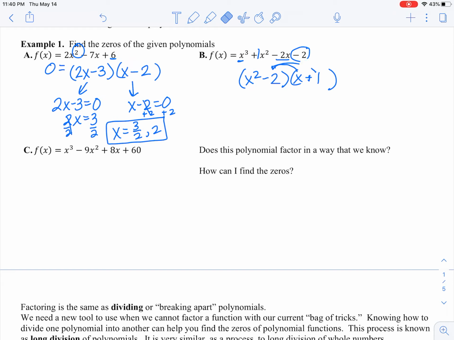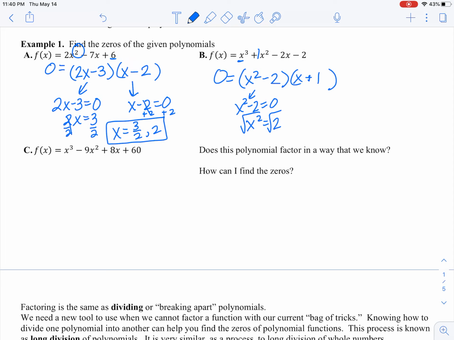So let's get rid of these lines. And now that we have the correct factoring done, we can set it equal to 0, and then set each factor equal to 0 to come up with our solutions, our zeros. So we're going to add 2 over. We get x squared equals 2. And then we're going to take the square root to undo the x squared.